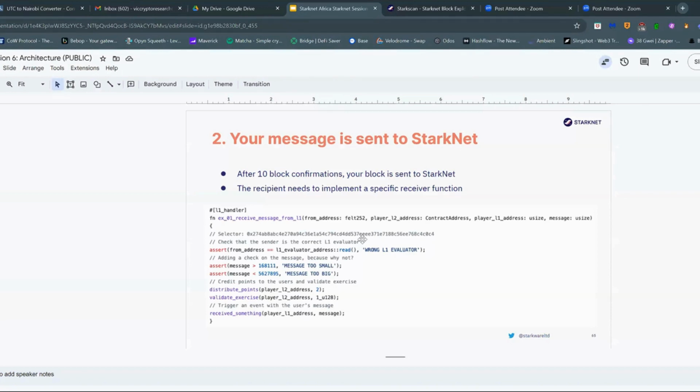And here we can see the relevant Cairo 1 code. So we have the L1 handler, which is an inbuilt macro on Cairo, and it can be used when you are creating functions that are specifically tailored to receive messages from layer 1. So it's like a decorator, the same way you have external.